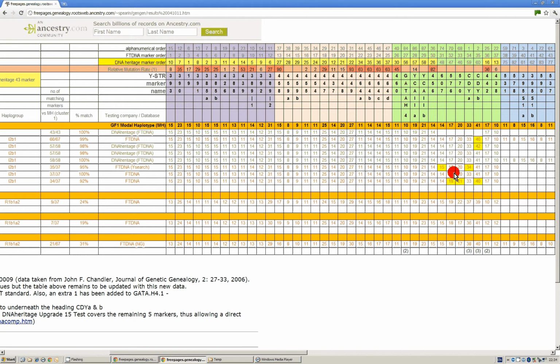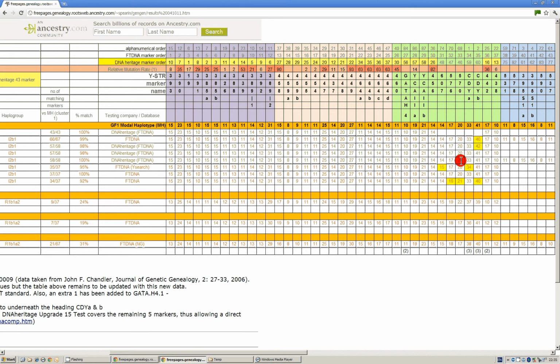When we get to the third panel, the green panel, which is markers 26 to 37, we can see, for example, in marker 607, 6 of the 7 members in this group have a value of 14 for this particular marker, but 1 person has a value of 15. Similarly, for marker 576, 6 of the 7 members in genetic family 1 have a value of 17 for this marker, but the last one has 18. However, 17 is the value that's chosen for the modal haplotype because it is the most frequently occurring value for this particular marker.